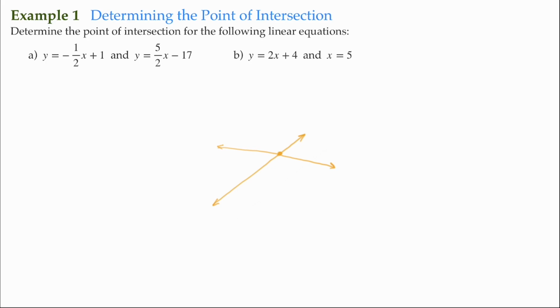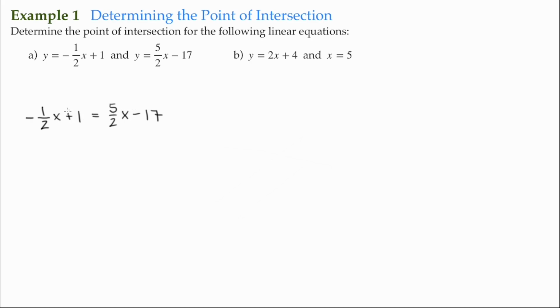So we'll do that. For A here, we have the linear equation y is equal to negative 1/2 x plus 1. And then we have y is equal to 5/2 x minus 17. And again, we just make these two expressions equal to each other. So we'll take negative 1/2 x plus 1, and we'll make it equal to 5/2 x minus 17. And we'll just use some simple algebra and solve for the x coordinate.